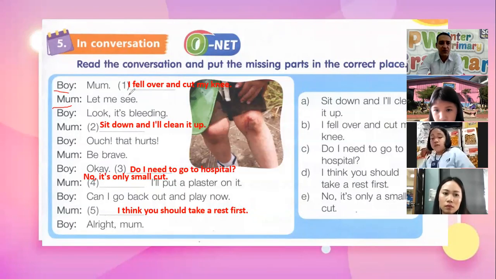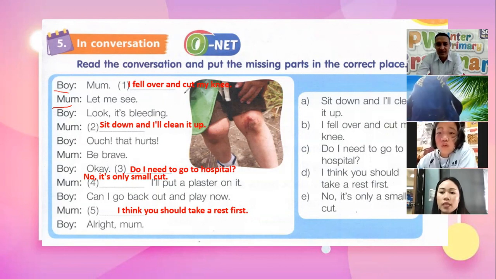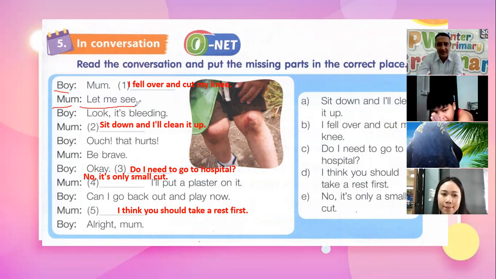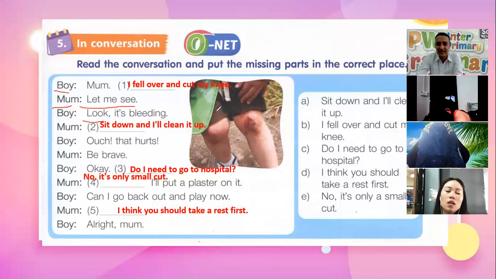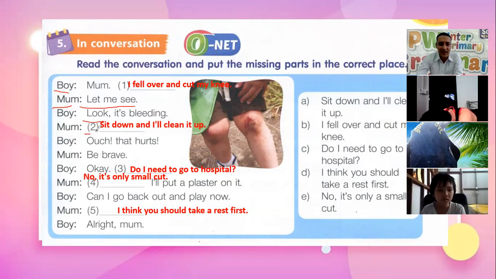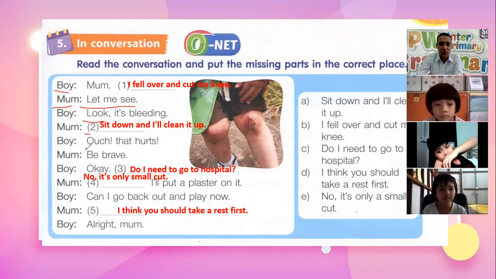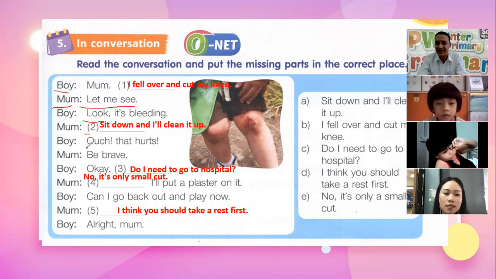I fell over and cut my knee. Let me see. Look, it's bleeding. Sit down and I'll clean it up. Ouch, that hurts. Be brave. Okay, do I need to go to hospital?